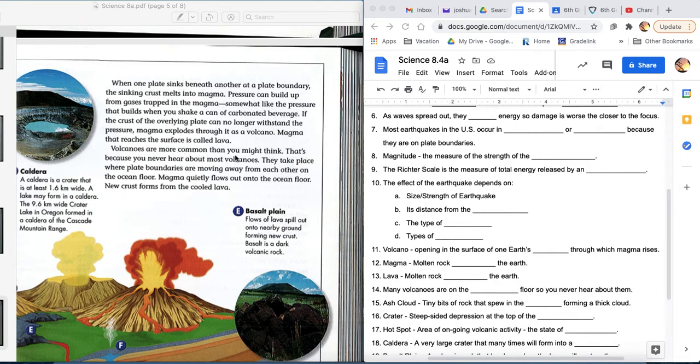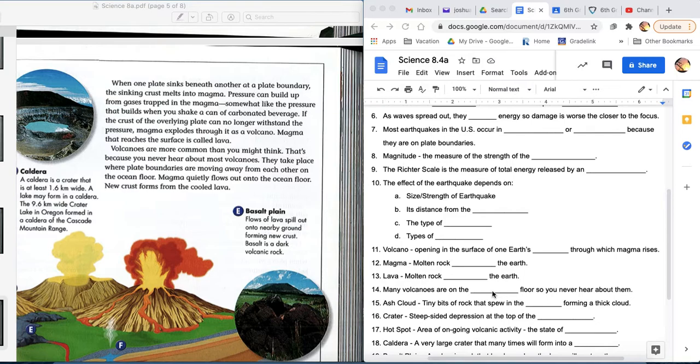Volcanoes are more common than you may think. That's because you never hear about most volcanoes. They take place where plate boundaries are moving away from each other on the ocean floor. The Mid-Atlantic Ridge, guys, is a great example of that. Magma quietly flows out onto the ocean floor and new crust forms and is cooled into lava. Okay, so down here, I wrote many volcanoes are on the ocean floor, so we never hear about them.